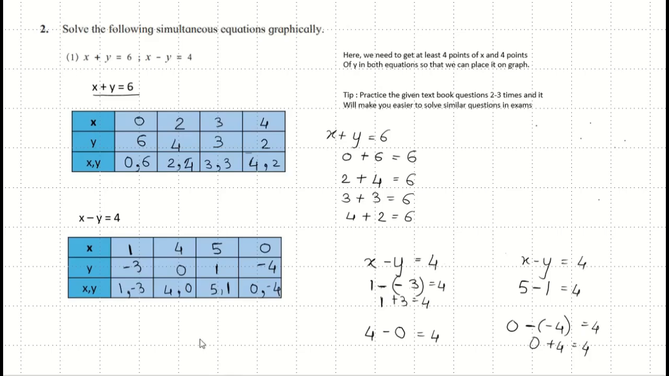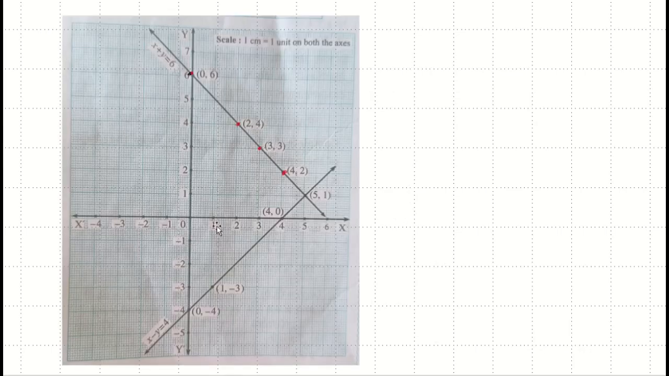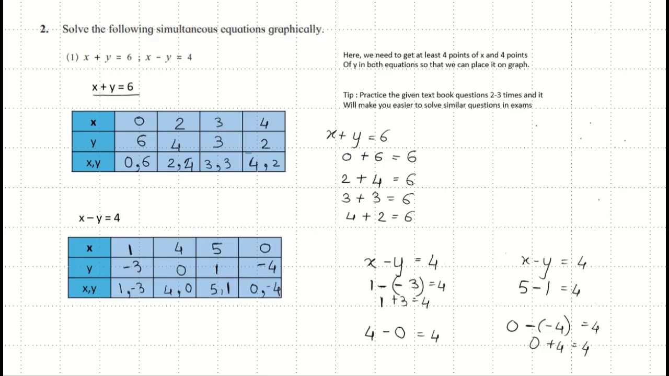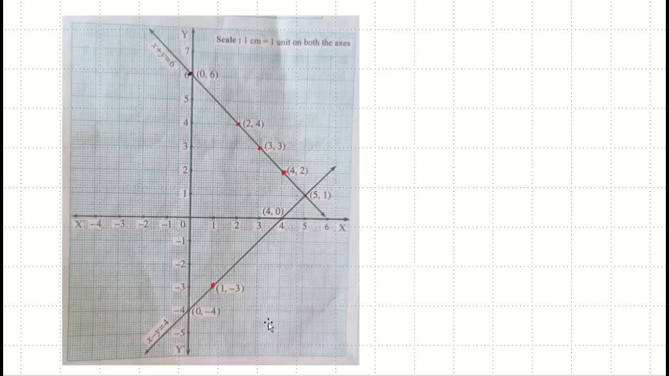And let's check for the second equation, 1 comma minus 3. 1 comma minus 3 is here. Whenever there is a minus sign, the point will come downwards. Next one 4 comma 0. Here it is 4 comma 0. 5 comma 1. 5 comma 1 is here. And 0 comma minus 4. 0 comma minus 4 is here.